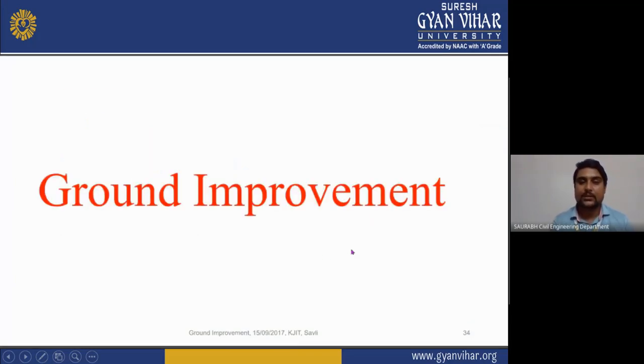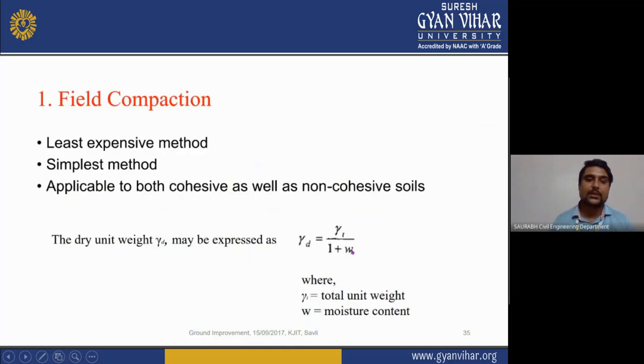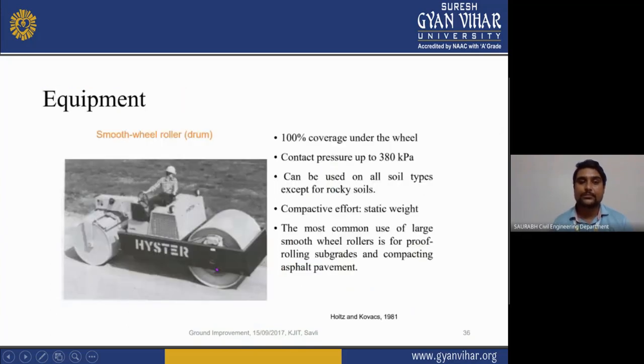Here we will see ground improvement. What is field compaction? First we will see, it is a least expensive, simple method, applicable to both cohesive as well as non-cohesive soil. The dry unit weight gamma D may be expressed as gamma D equals total unit weight upon 1 plus moisture content. We all know this, we have done it. You can calculate the dry density of your soil by using this formula.